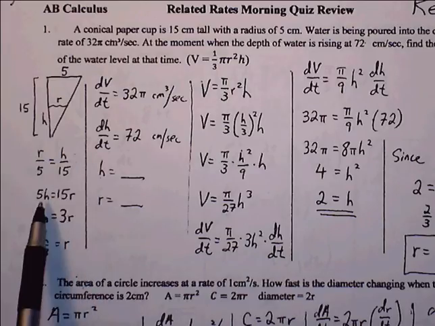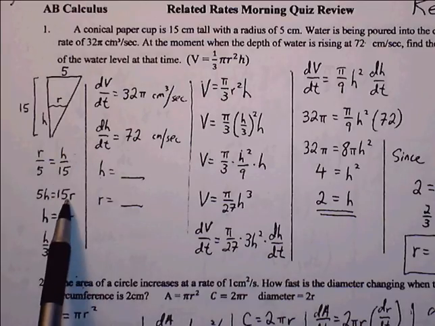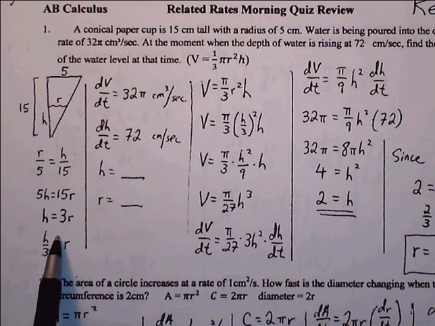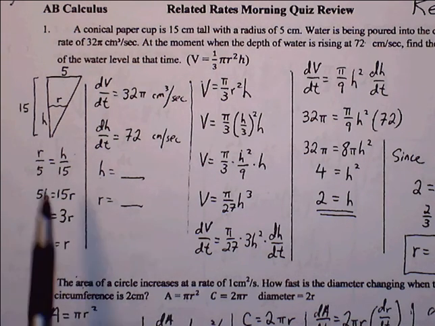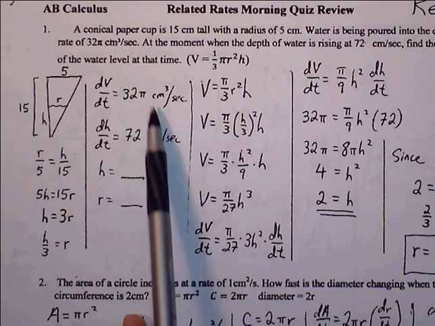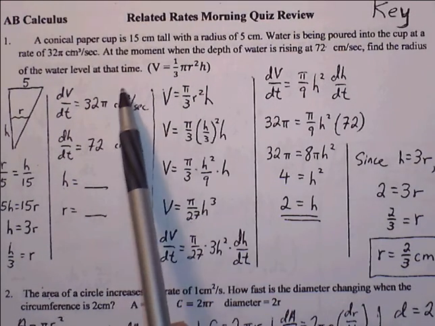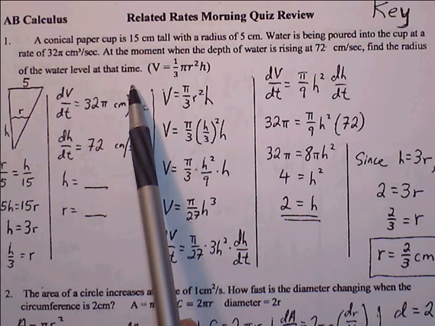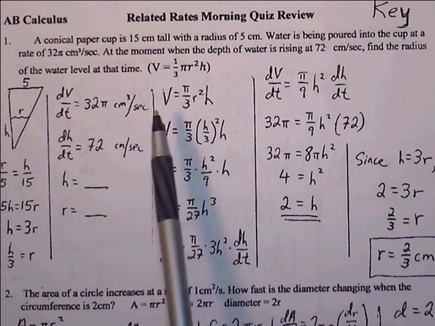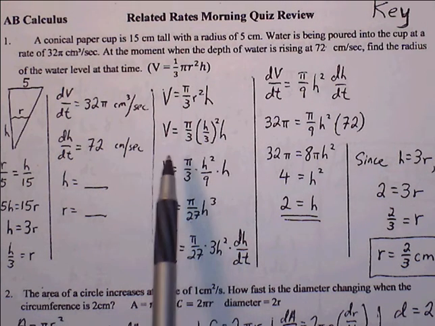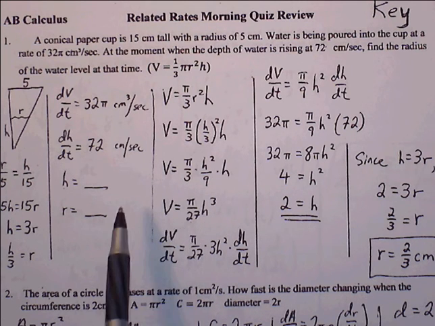If we do cross product here, we get 5h is equal to 15r, h is equal to 3r, and so we have a relationship either solving for h or solving for r. So we have to decide. Let's see, what do we need to do? It says find the radius of the water level at that time. So we're trying to find what r is equal to.